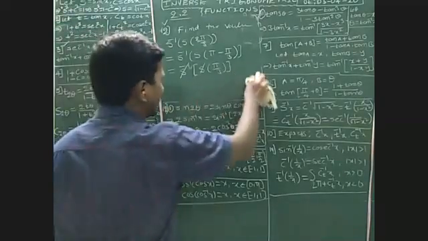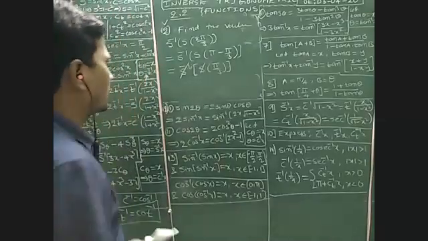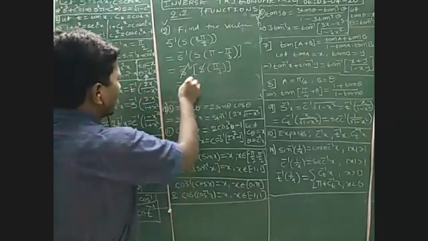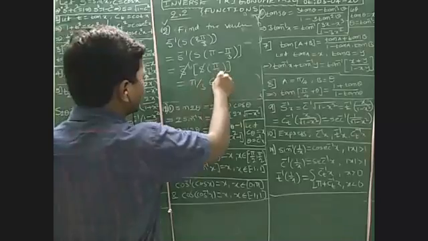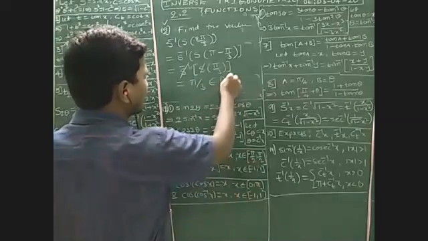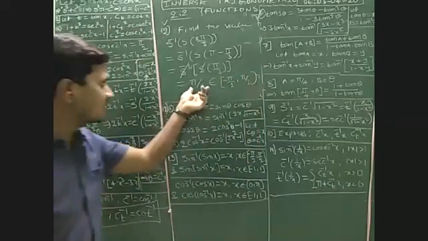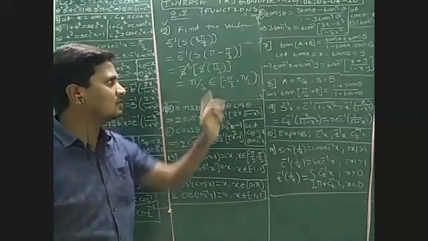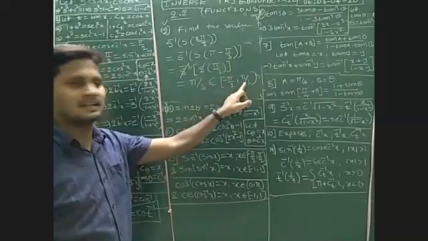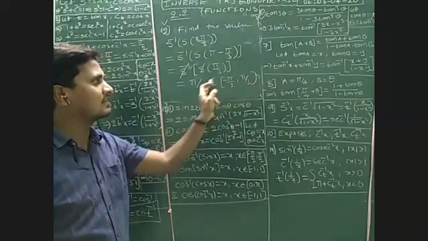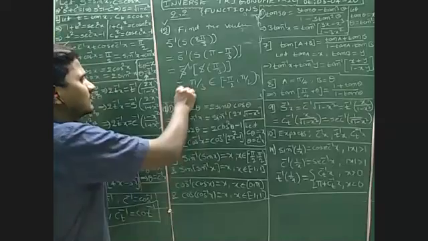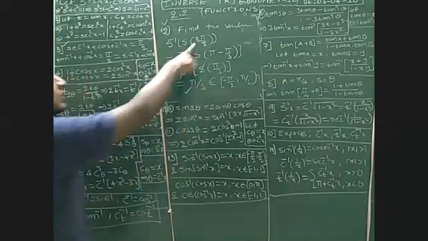Pi by 3. Finally, we got pi by 3. Does pi by 3 belong to the given principal value branch, minus 90 to 90? Obviously, this 60 lies between minus 90 and plus 90. It is clearly less than 90. So the answer is pi by 3, not 2 pi by 3.